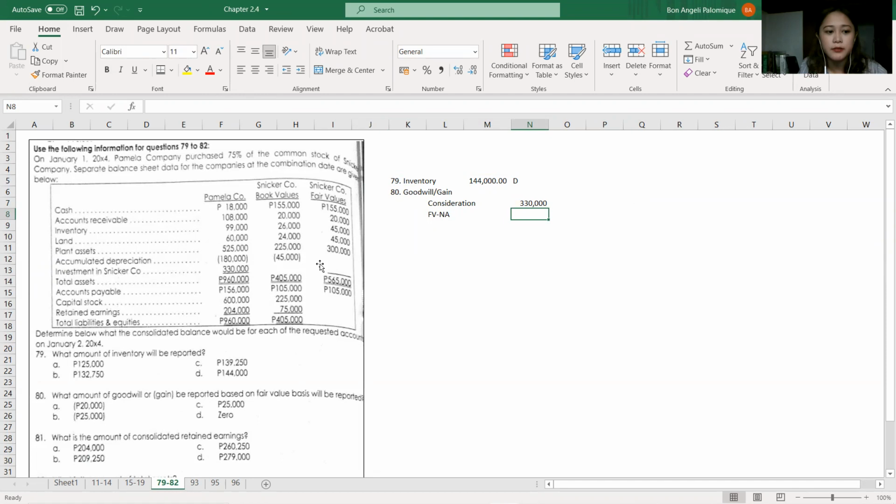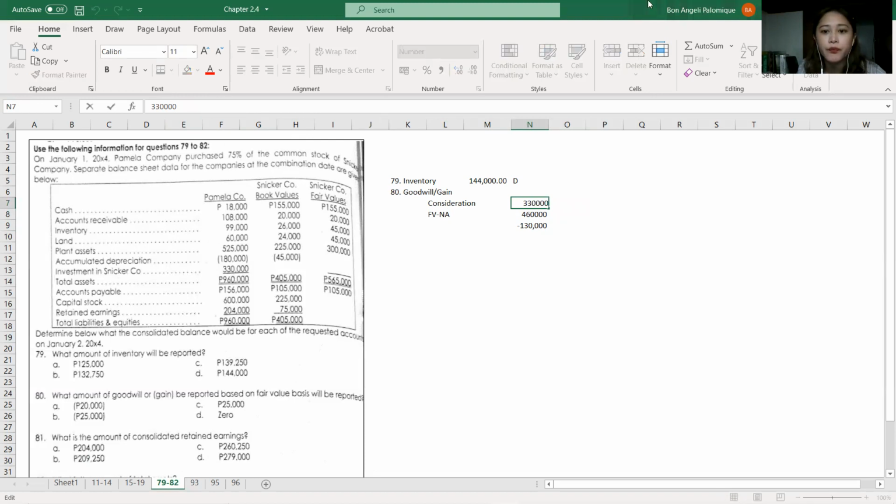Next, fair value net asset. So ang fair value niya 155, 20, 45, 45, 300. Okay. So 565,000 less 105,000. So ang ating goodwill ay ating loss. So, titignan natin 565 less 105,000 is 460. Sa consideration natin is, sabi dito, 330,000.